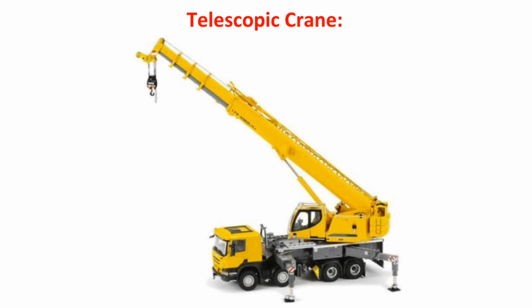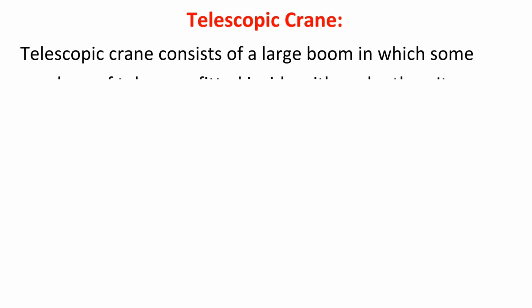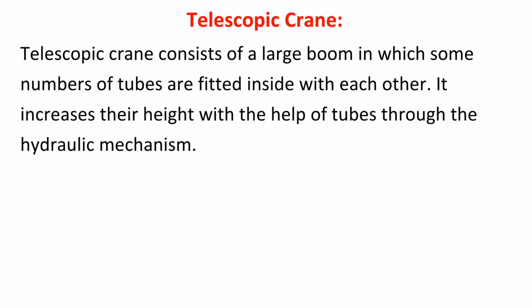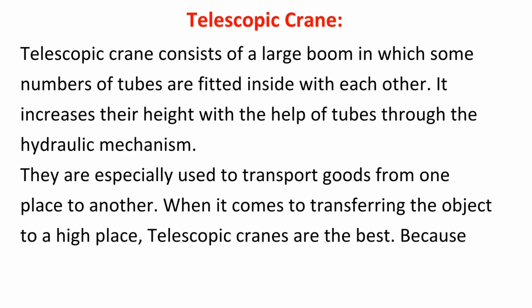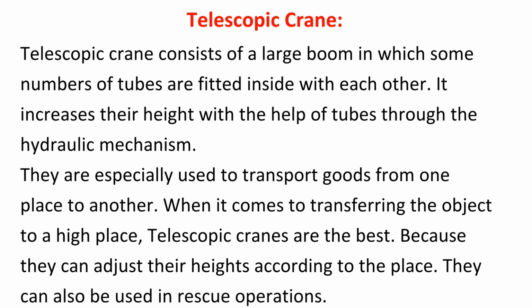Telescopic crane. Telescopic crane consists of a large boom in which some numbers of tubes are fitted inside with each other. It increases their height with the help of tubes through the hydraulic mechanism. They are especially used to transport goods from one place to another. When it comes to transferring the object to a high place, telescopic cranes are the best, because they can adjust their heights according to the place. They can also be used in rescue operations.